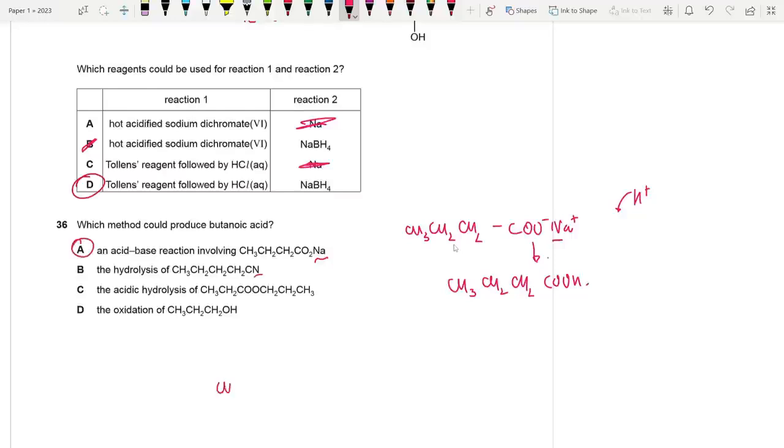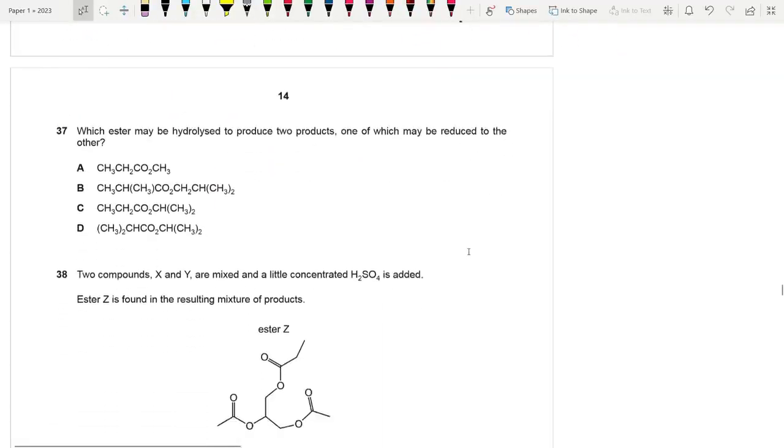If you hydrolyze B, it actually turns into CH3, CH2, CH2, CH2, COOH, right? Which is pentanoic acid, which is why this is wrong. Over here we are gonna get propanoic acid. Over here we are gonna get, 1, 2, 3, also propanoic acid. So those are wrong.